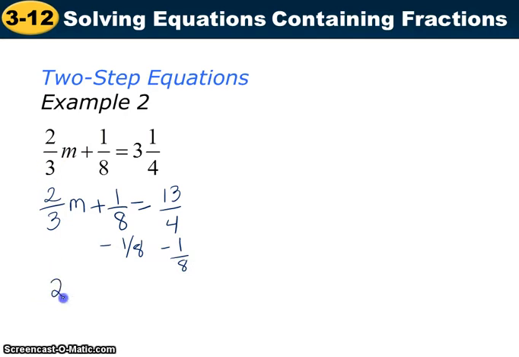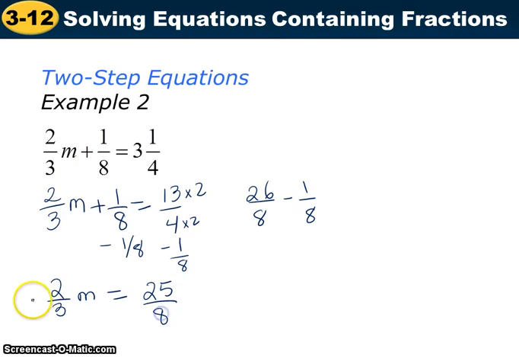Okay, so bring down 2/3 times m is equal to, now again we are subtracting, so we need to make sure everything has the same denominator. So can I turn 4 into 8? Yes, so that will be times 2 times 2, and we get 13 times 2, which will be 26 over 8 minus 1/8. So we're left here with 25 over 8.